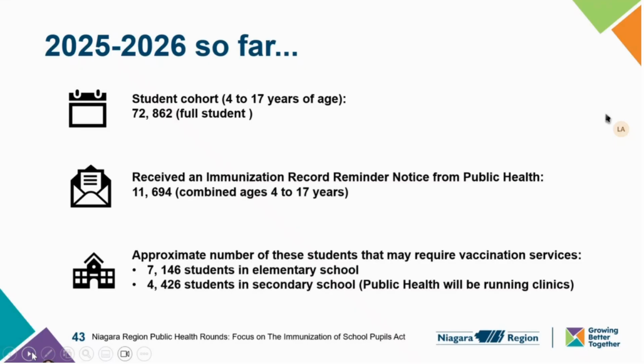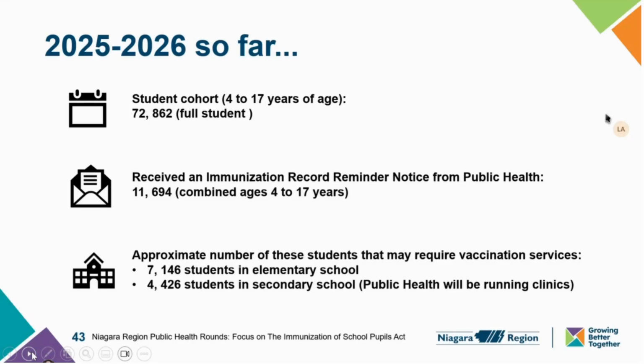So of the 11,694 immunization record reminder notices recently sent out from public health, just over 9,000 students are 7 to 17 years of age, and just under 2,800 students are between 4 and 6 years of age. So based on these numbers, public health anticipates there's approximately 7,100 students who are elementary aged and approximately 4,400 students in secondary schools. So your office may be hearing from some families of students with incomplete vaccination records. Some may be asking for their immunization record, and some may require vaccine administration.